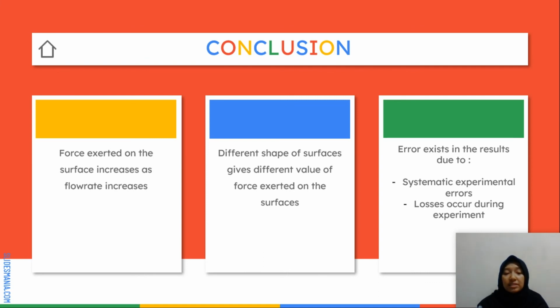First, force exerted on the surface increases as flow rate increases. Second, different shape of surfaces give different value of force exerted on the surface. And lastly, error exists in the result due to systematic experimental errors and also losses occur during experiment.